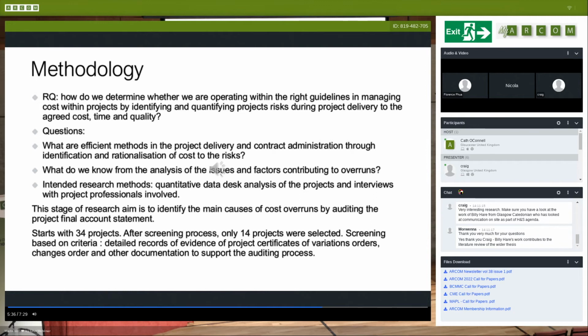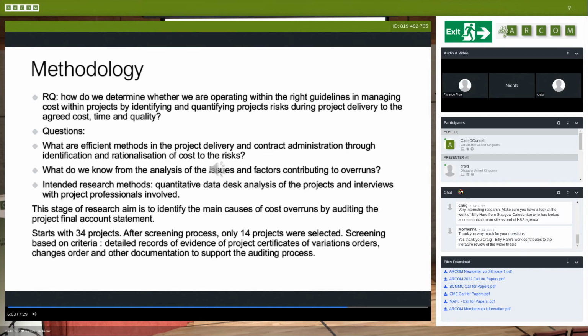So due to that issue, we have to change the scope of the research by changing the research aim to identify what are the main causes of the cost overruns by auditing the project final account statement. So we started off with 34 projects.